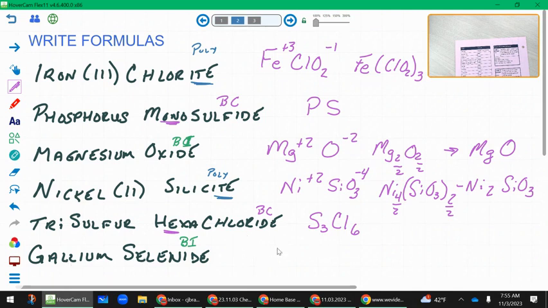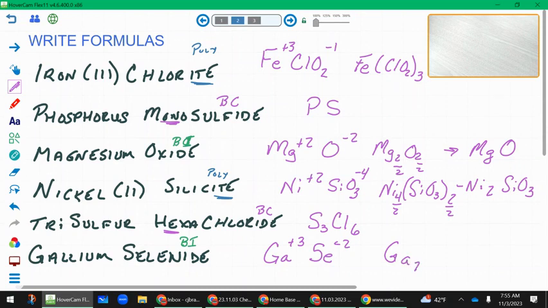Gallium selenide. Gallium is a metal. Selenide is a nonmetal. That's a binary ionic. Gallium is Ga on the periodic table, ladies and gentlemen, and it is a +3 charge. Selenide, I need to find it on the periodic table. It is number 34, selenium. So that is Se, and Se is a -2 charge. So therefore, my compound is going to be Ga2Se3. Questions?